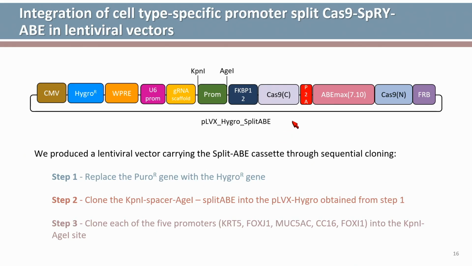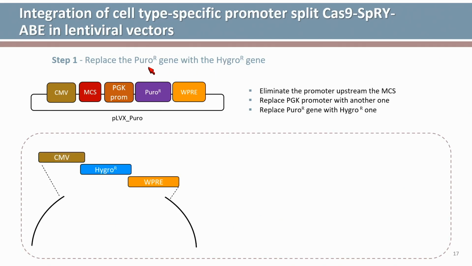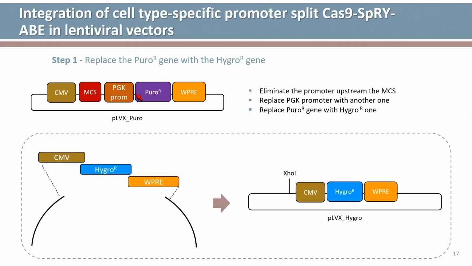So, the split ABE construct is being cloned into lentiviral vectors with promoters specific for the different cell types. And we did this by sequential cloning in a series of 3 steps. The first one, we started with a lentiviral vector in which we replaced the puromycin resistance gene by the hygromycin resistance gene, because the BCI cell lines that we are using are already resistant to puromycin.